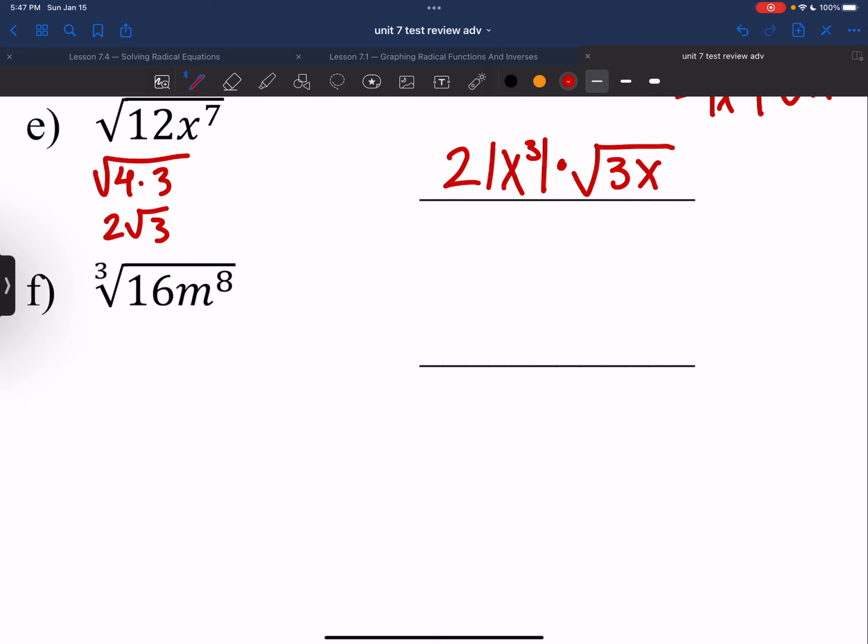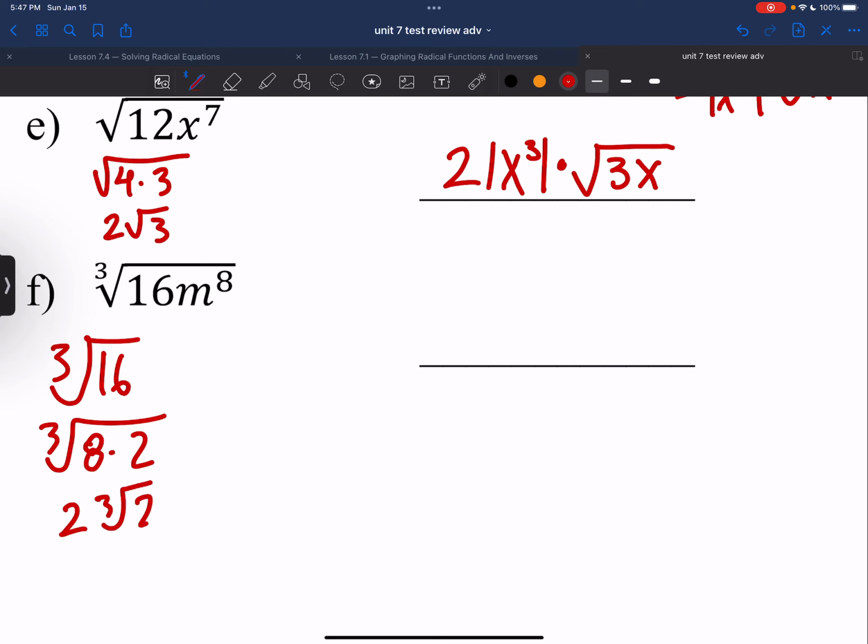Next one is the cube root of 16 and m to the 8th. So we'll say cube root of 16, that's the cube root of 8 times 2. So the cube root of 8 is 2, cube root 2. And then the cube root of m to the 8, well, that's m to the 8 thirds. I can't make this any smaller. 8 thirds. And so I, again, think of it like this.